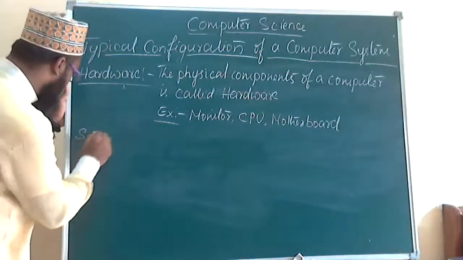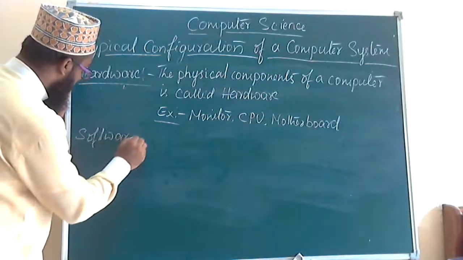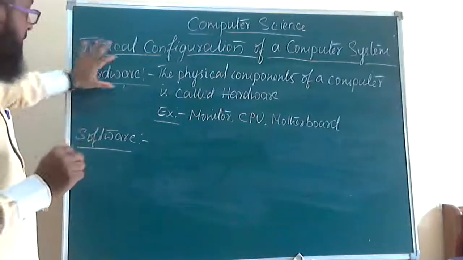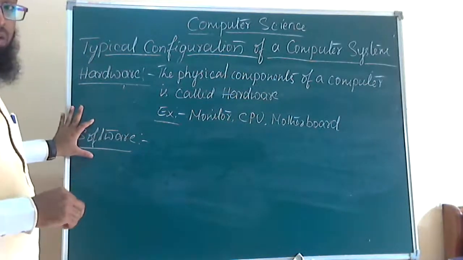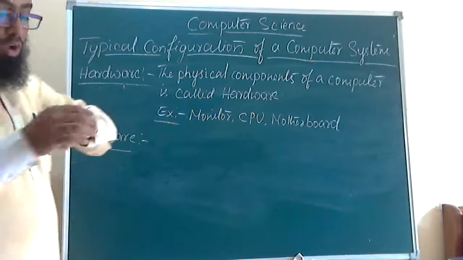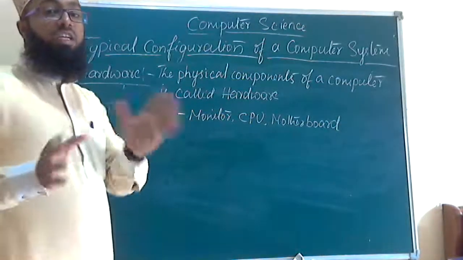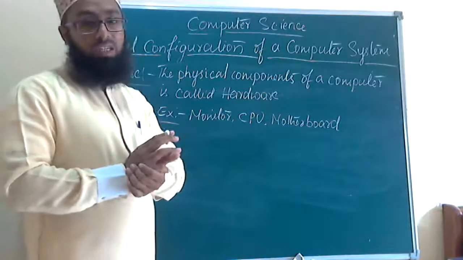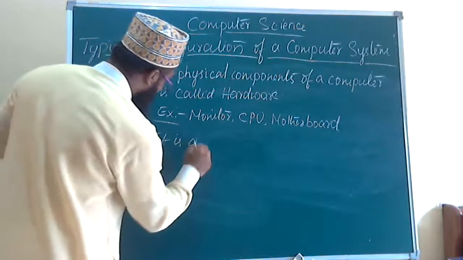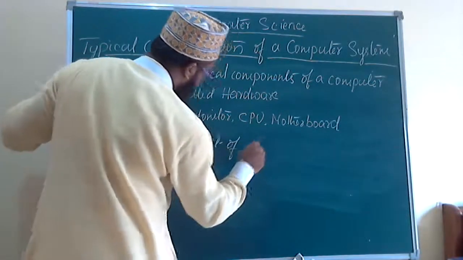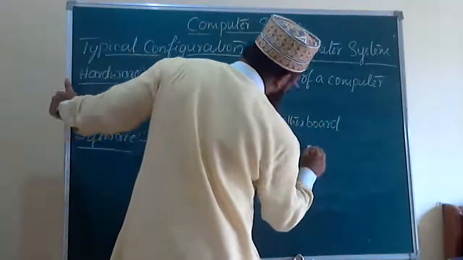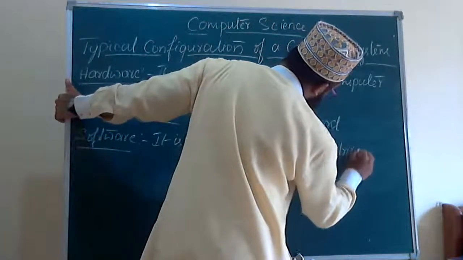What is meant by software? As I have discussed, hard means which can be touched, and ware means it is a component. Here, soft means that which cannot be touched. And ware means it is also a component of a computer, but we cannot touch it. So that type of component we can call software. It is a set of programs or instructions.